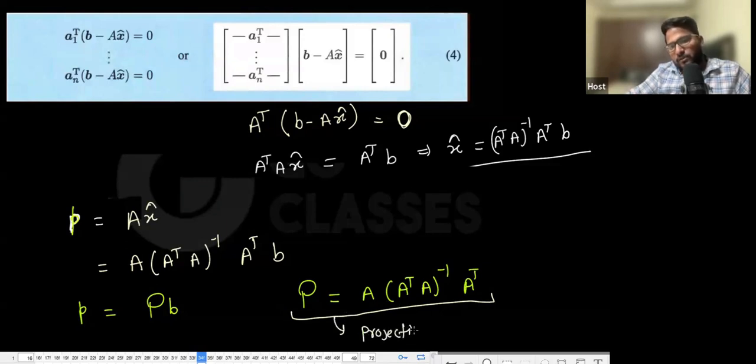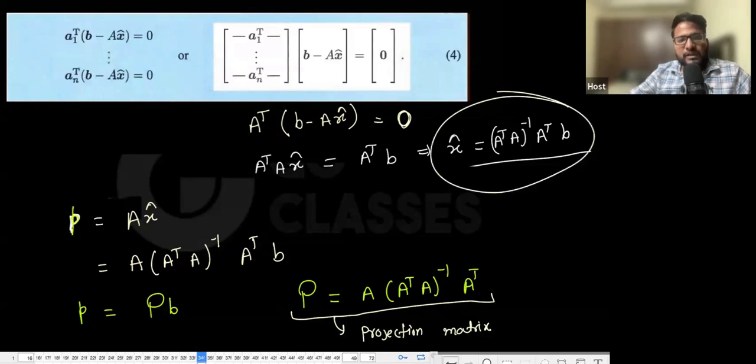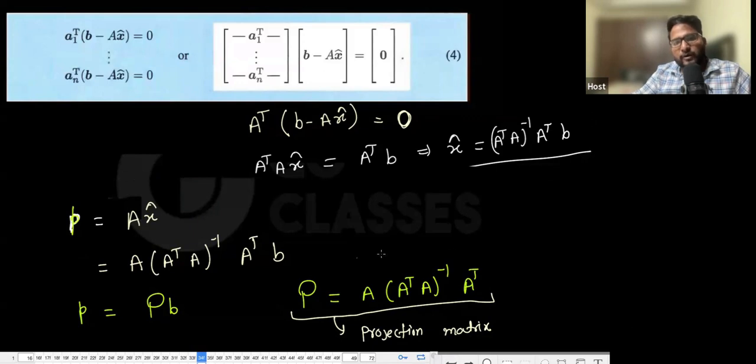So these involve three steps. What are those three steps? The first step is to find out the X cap. The second step is to find out the projection P. And the third step is to find out the projection matrix.